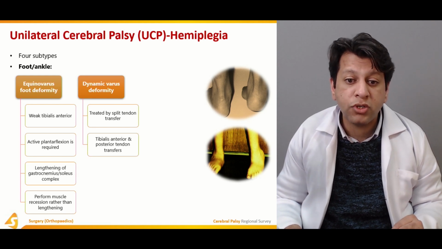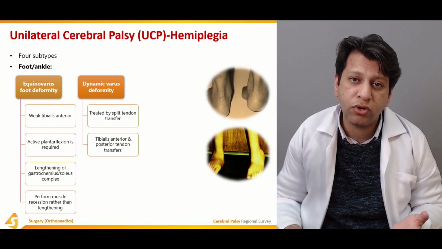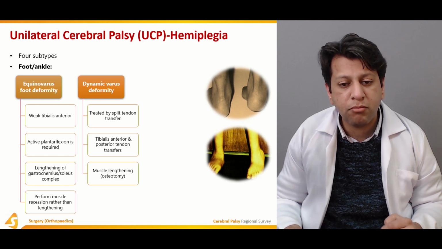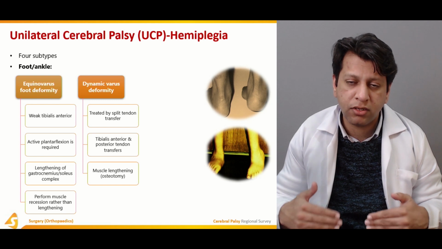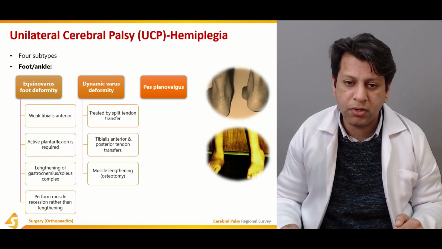Tibialis anterior and posterior tendon transfers can be done as well, because usually tibialis anterior is weak, therefore tibialis posterior is transferred instead of tibialis anterior. Or muscle lengthening osteotomies can be done as well. The bone is osteotomized and then muscle lengthening procedures can be done.